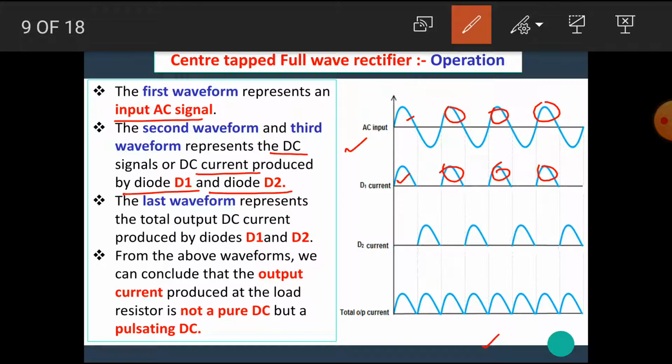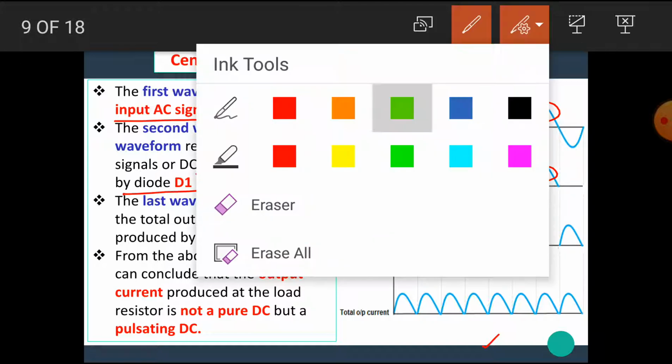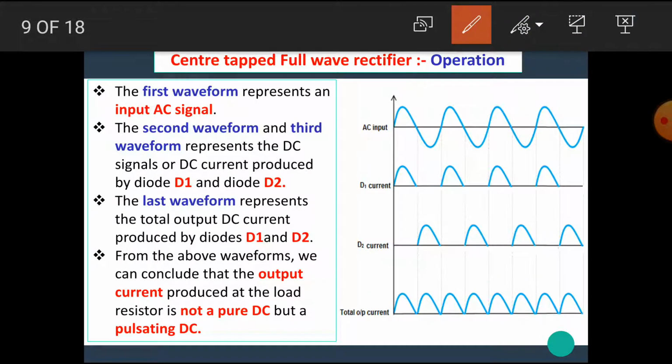The next waveform is during the negative half cycle. It means during the negative half cycle, diode D2 conducts. I hope you all understand the difference here. Now, the last waveform represents the total output DC current produced by D1 and D2. This is the total current. That means in this part D1 is on, in this part D2 is on, D1, D2, D1, D2, etc.